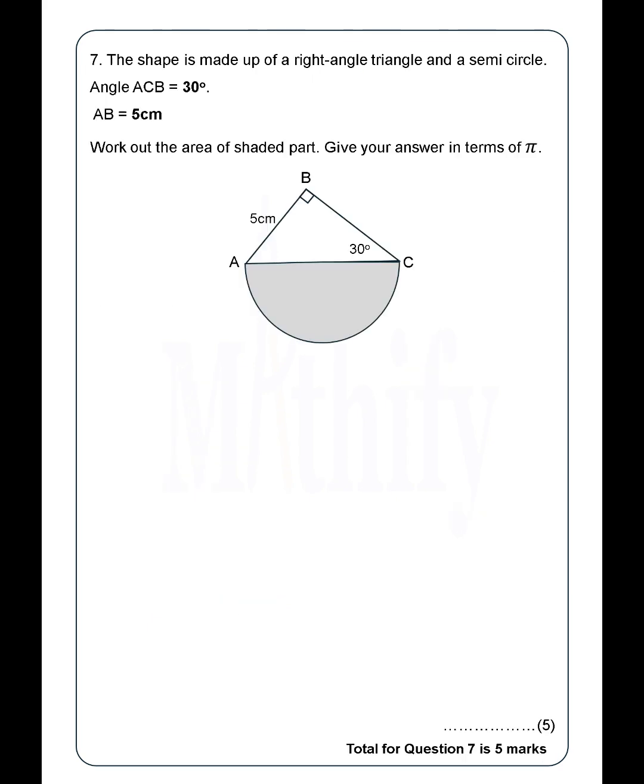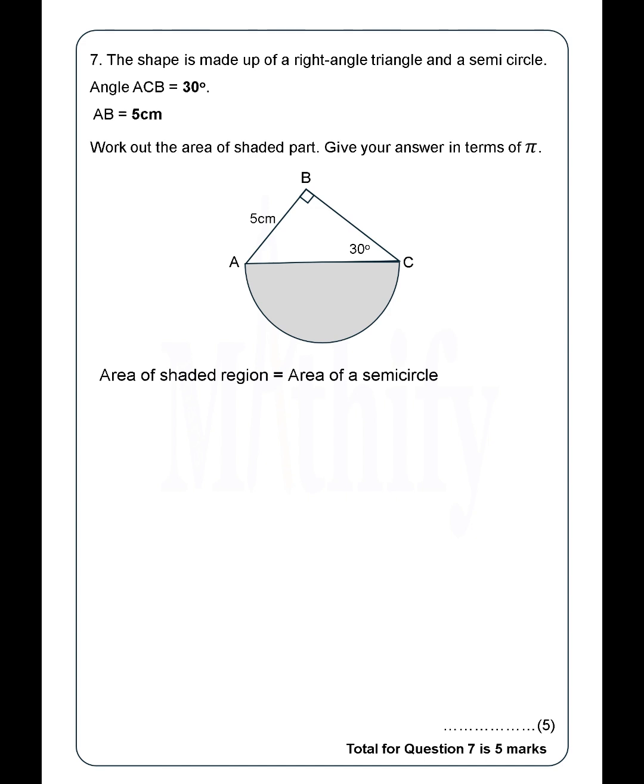Question 7. The shape is made up of a right angled triangle and a semicircle. Angle ACB is equal to 30 degrees. AB equals 5 centimeters. Work out the area of the shaded part. Give your answer in terms of pi. So as you can see, the area of the shaded part represents the area of a semicircle. That's what we need to work out.